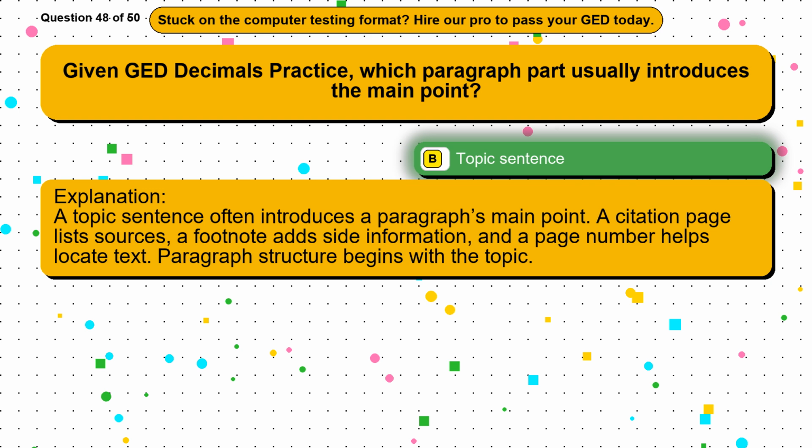A citation page lists sources, a footnote adds side information, and a page number helps locate text. Paragraph structure begins with the topic.